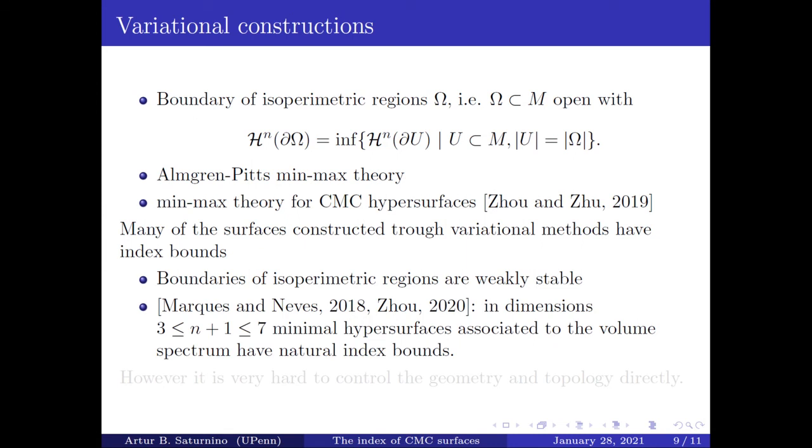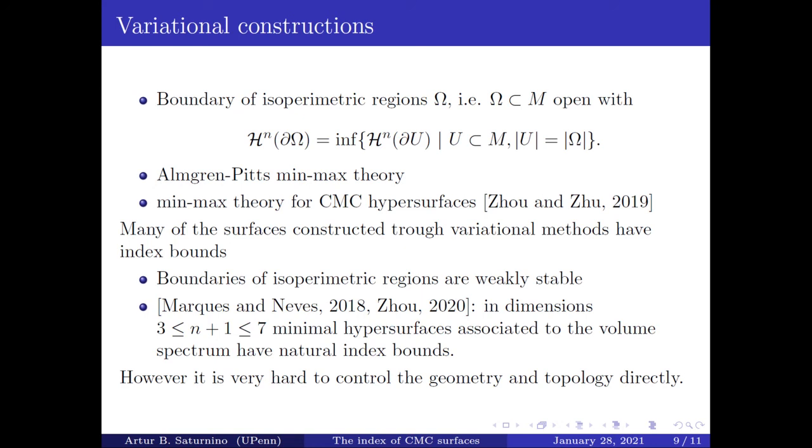And Marques and Neves and Zhou show that in the dimensions between 3 and 7, minimal hypersurfaces that are associated to this quantity called the volume spectrum, which is something that appears in the Pitts-Almgren min-max theory, which was later developed by Marques and Neves, turns out these surfaces which are associated to the spectrum have natural index bounds as well. And it also seems possible that the surfaces produced by Zhou and Zhu have index bounds, but it's still a new theory, so there isn't much known.